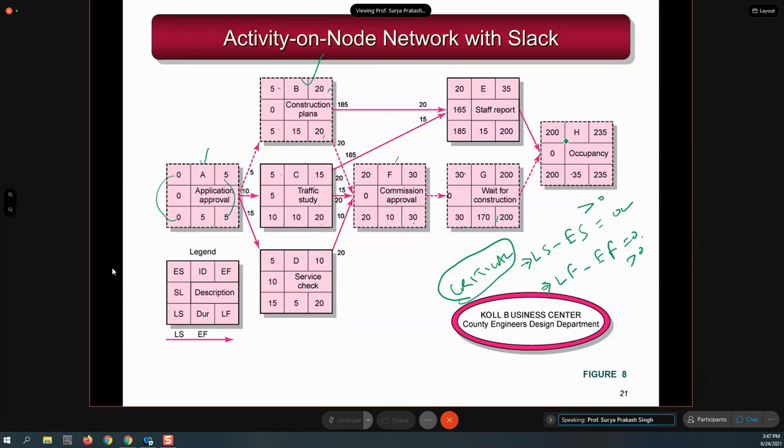So if you see this particular slide, where I have shown the arrow in the dotted way, those arrows are the critical path, and these connect a critical activity A with B, B with F, F with G, and G with H. So if I have to ask you which is the critical path, you will tell me the critical path is A, B, F, G, and H. So this is the critical path. Other is the non-critical path.